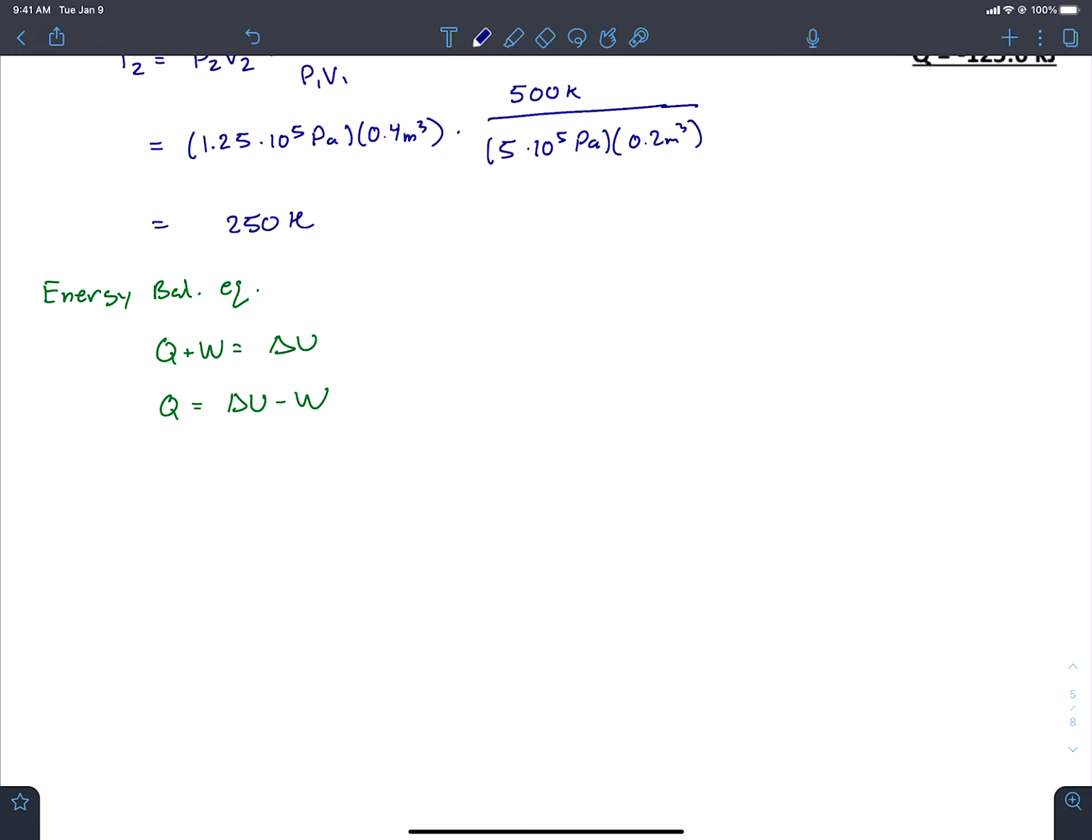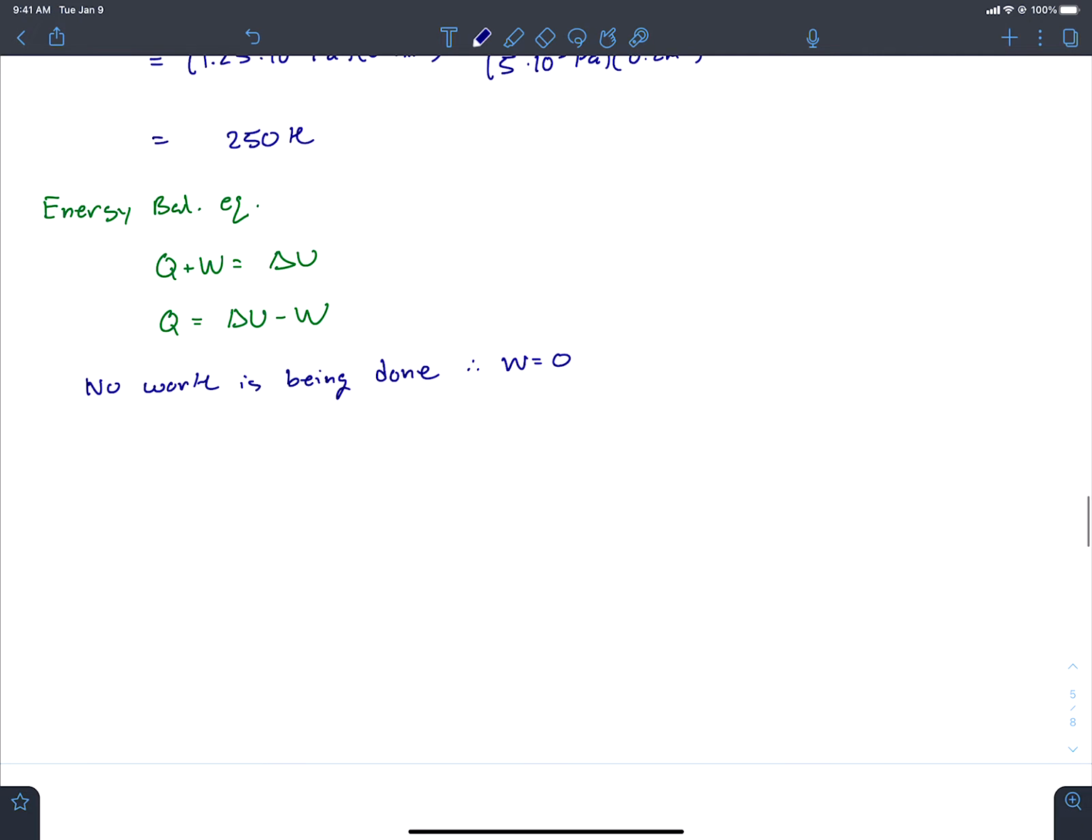I know it's not really clear unless you have a lot of experience with this, but that's what this problem is saying. So I'm just going to write no work is being done. If it was a piston and a force was acting on something, then work would be done. But in this case, it's just removed. So no work was done in the system.